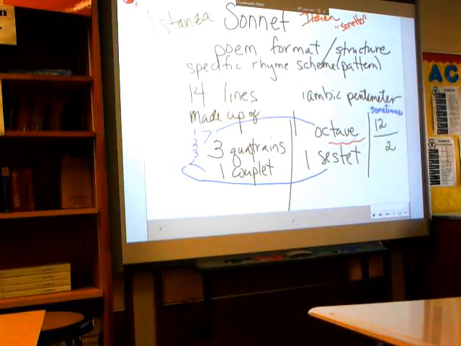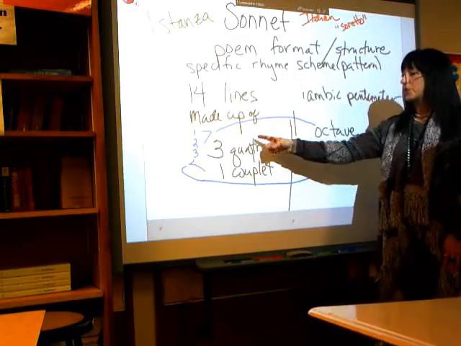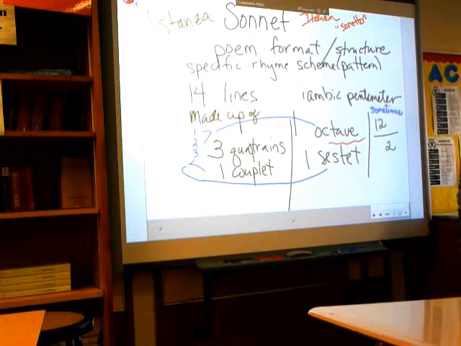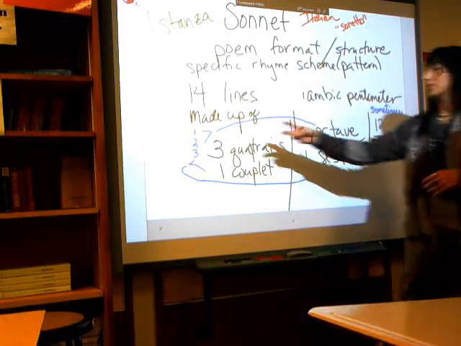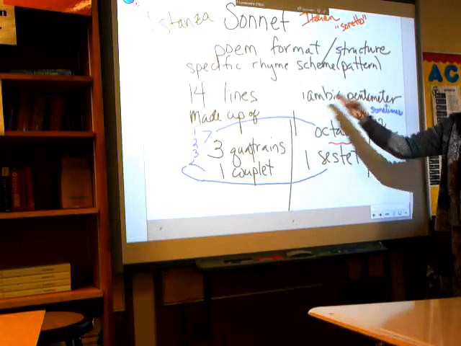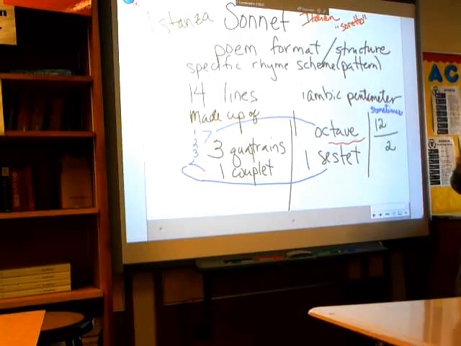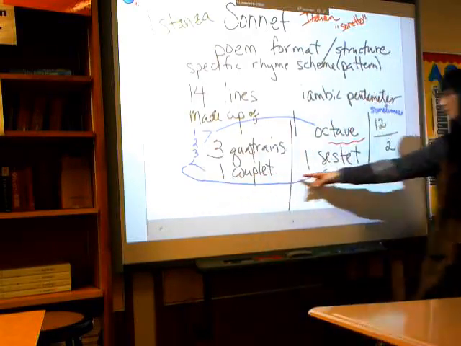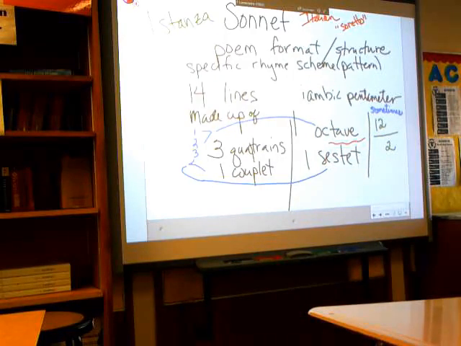There you go. So now please start writing how that makes sense to you. These 14 lines are made up of three quatrains and a couplet. At that same time, the first two quatrains work together in an octave. The third quatrain and the couplet work together as a sestet. Occasionally, rarely, the 12 and 2 situation. When we have examples, it will make much more sense.